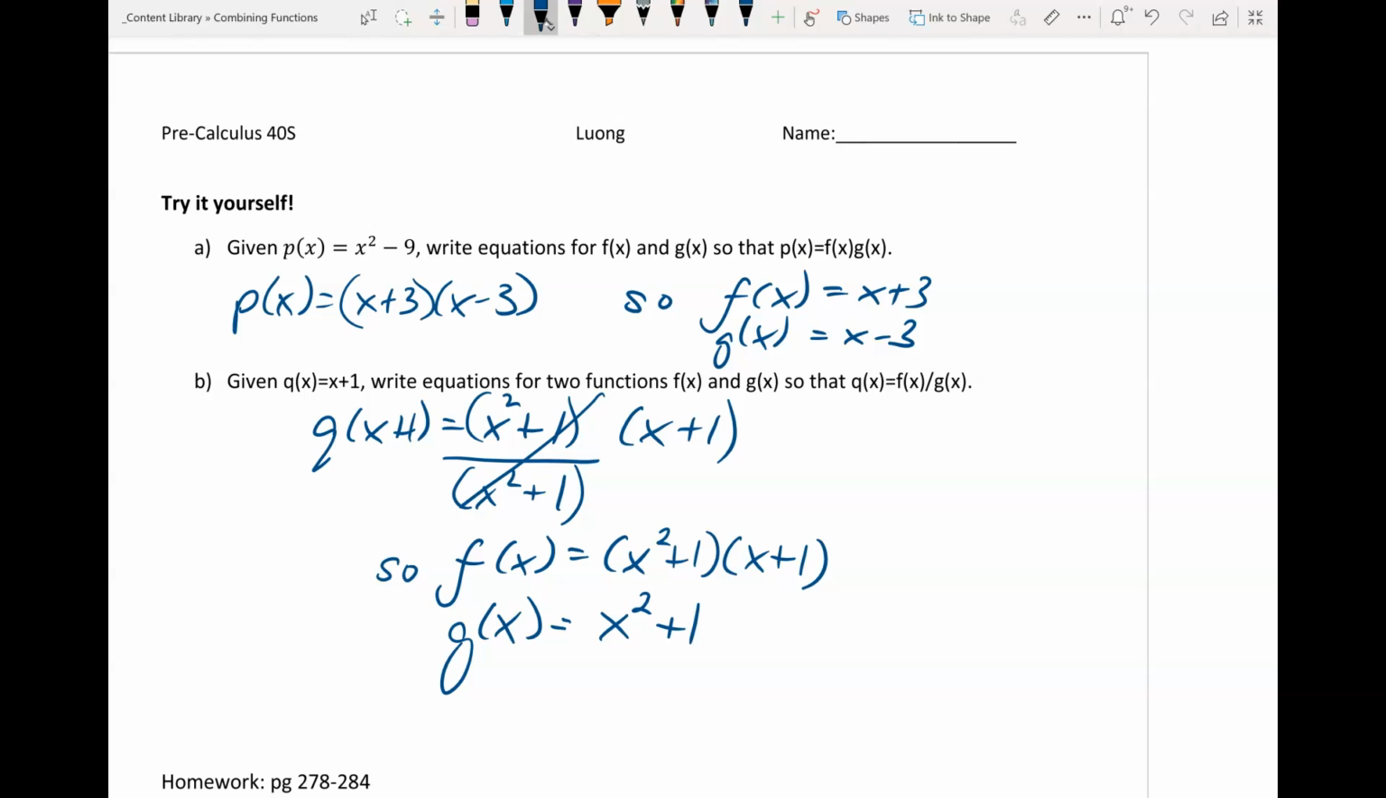So if g of x is x squared plus 1 in this case, then my f of x is going to be x plus 1 times x squared plus 1. And once I show my work here, you can see that x squared plus 1 cancels out and we're left with x plus 1 as our final function.